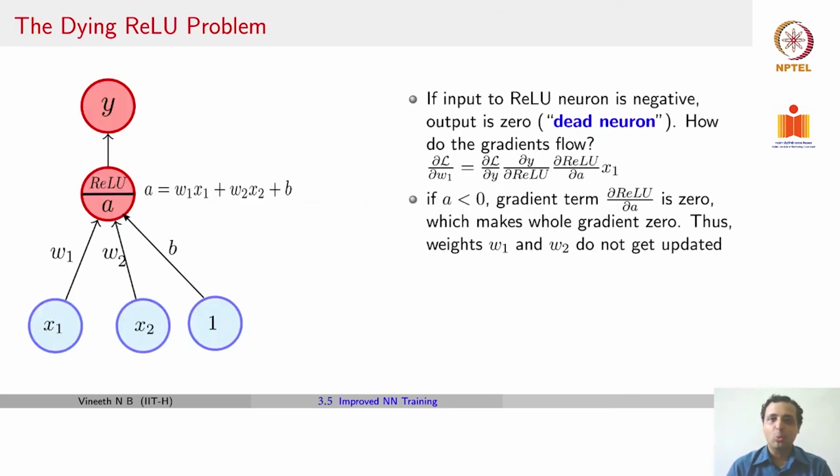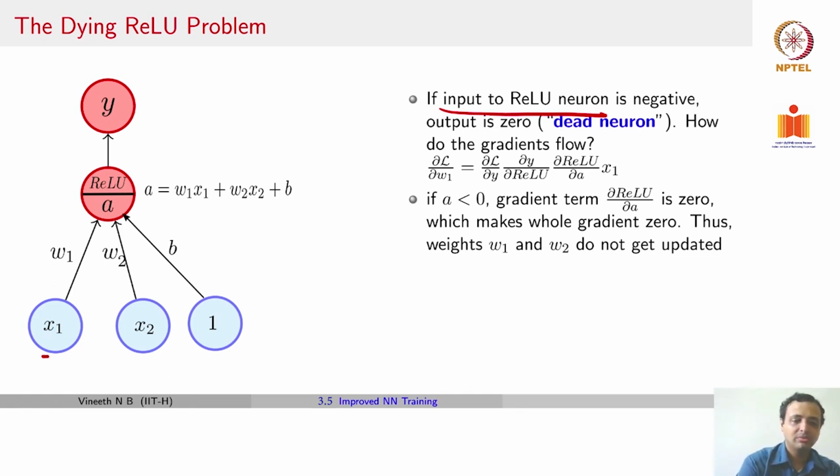But ReLU has one problem, which is known as the dying neuron or dead neuron problem. If the input to a ReLU neuron is negative, the output would be 0. Now let's try to understand how the gradients would flow in this kind of situation.